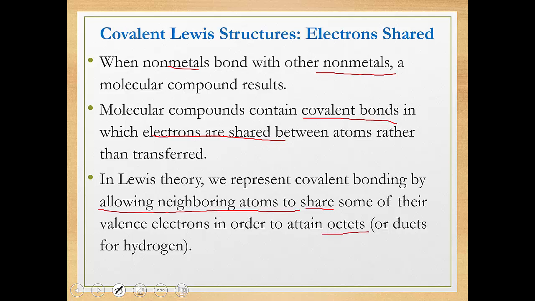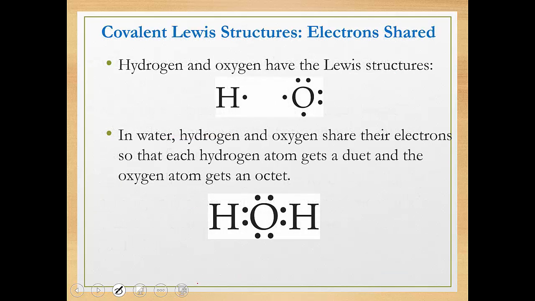So what we're trying to do again is share in order to get an octet, or a duet in the case of hydrogen, sometimes lithium and beryllium. Remember those two as well, because sometimes that may come into play for them. They may not need a full octet. When we are sharing electrons, shared electrons get counted for both of the atoms. So when an electron is between two structures, both of them get to claim that electron.